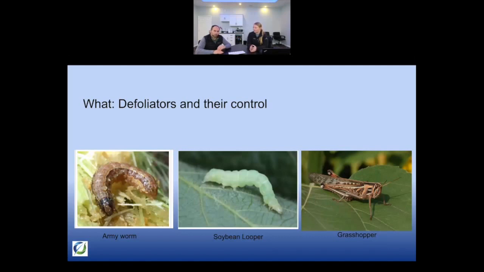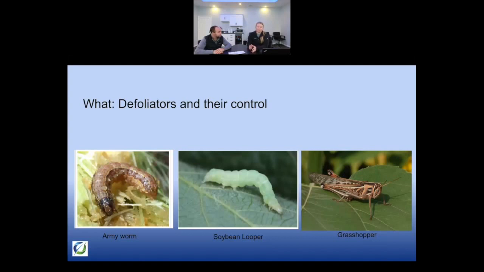So typically we're not so worried about them in themselves, because usually we're going after the pod feeders and all that. But if you went out there and you were actually getting a defoliation problem with a looper, just going out and saying, I'm just going to go spray Leverage 360, we're not going to control them as much.